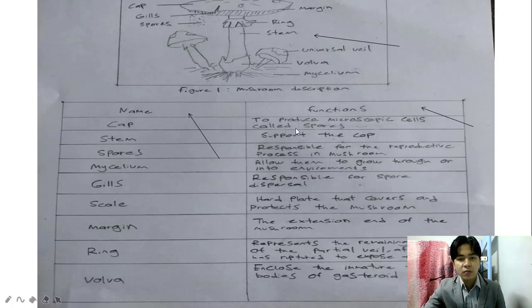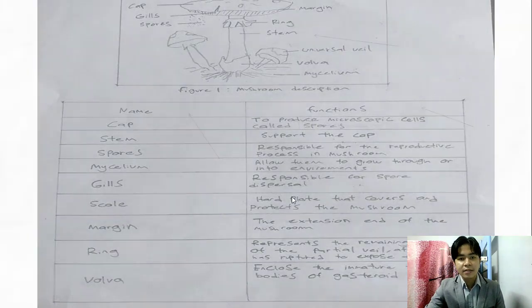For example, the cap produces microscopic cells called spores, the stem supports the cap, spores are responsible for the reproductive process in the mushroom, mycelium allows them to grow through or into environments, gills are responsible for spore dispersal, scales are hard plates that cover and protect the mushroom, the margin is the extension end of the mushroom, the ring represents the remaining part of the partial veil after it has ruptured to expose the gills, and the volva encloses the immature fruit bodies of gasteroid fungi.